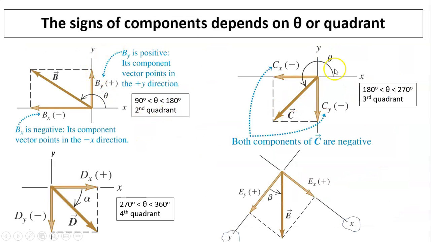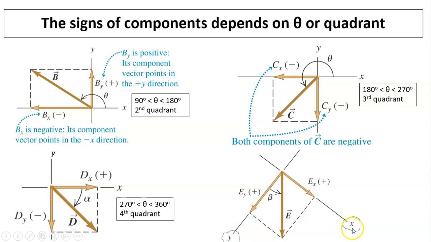The sign of components depends on theta or quadrant. In this case, when theta is less than 180 and greater than 90, or the vector is in the second quadrant, you know Y is positive, X component is negative. When a vector is in the third quadrant, both the X and Y are negative. Fourth, X is positive, Y is negative.